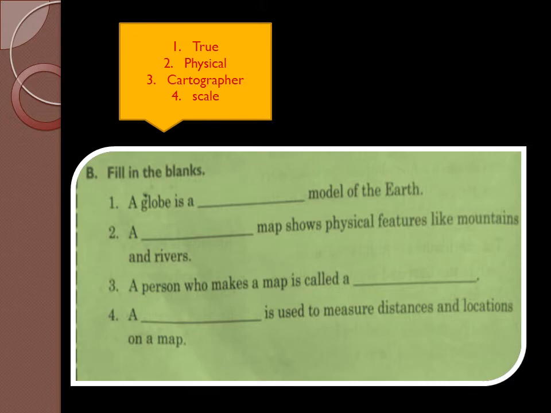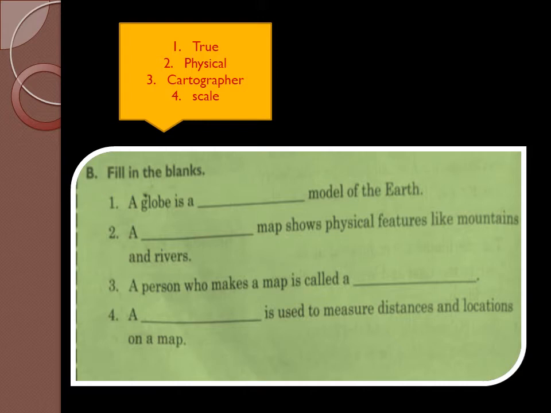Next we have exercise B, fill in the blanks. Here you can see the first question is, a globe is a dash model of the earth. And answer is true. A globe is a true model of the earth. Second, a dash map shows physical features like mountains and rivers. And the answer is physical. A physical map shows physical features like mountains and rivers.